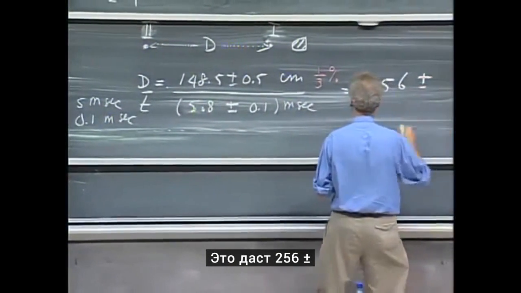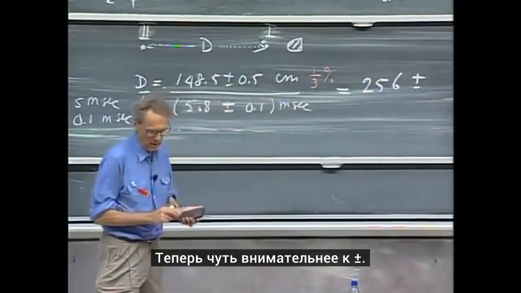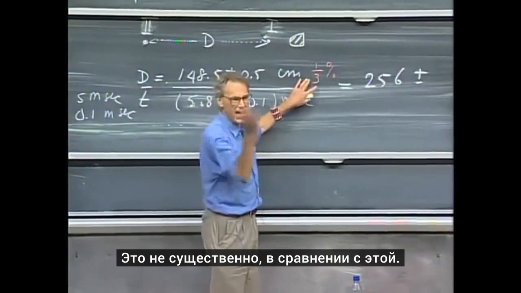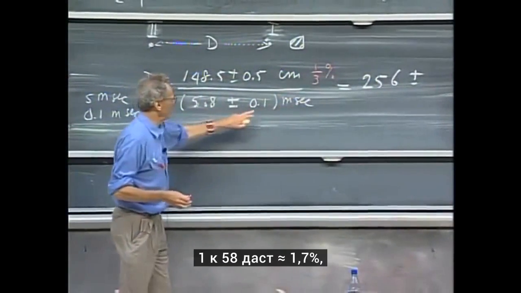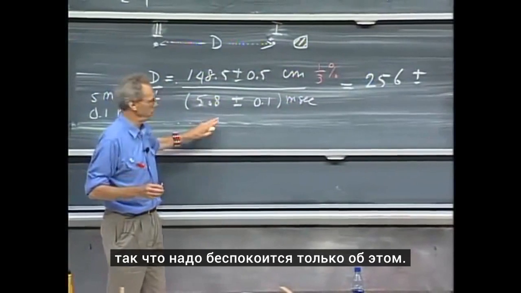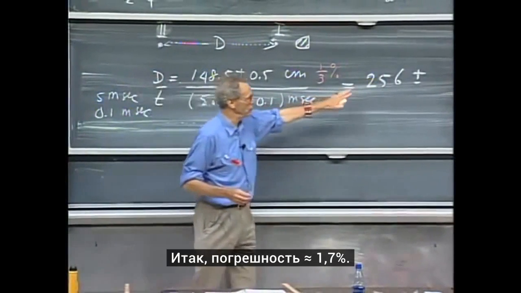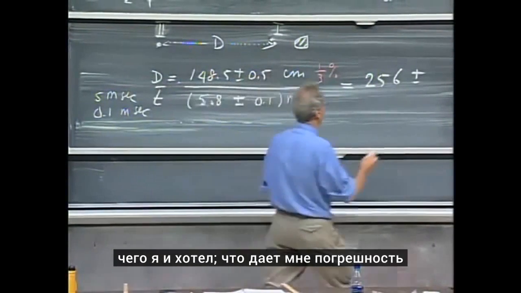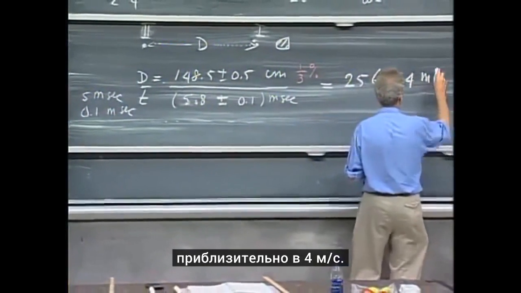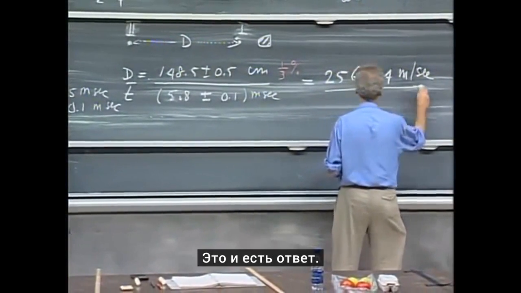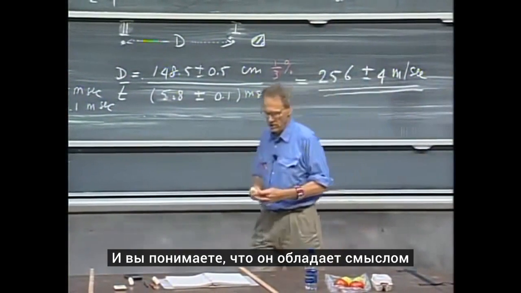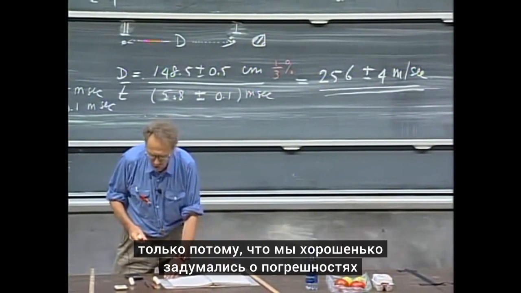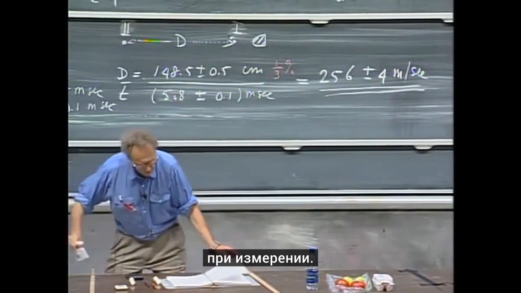256 plus or minus. Now you come in here with your plus or minuses. This is a 1/3% error. It's negligible compared to this one. 1 out of 58 is about 1.7%. So this is the only one we have to worry about. So the uncertainty in there is about 1.7%. It's less than 2, that's what I wanted. And that gives me an error of about 4 meters per second. And so this is the result. And you see, it's only meaningful because we have a good idea about the uncertainties in the measurement.